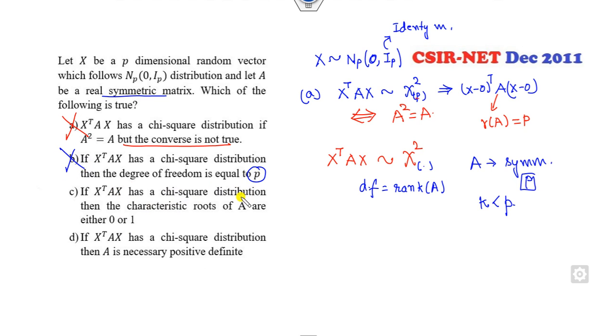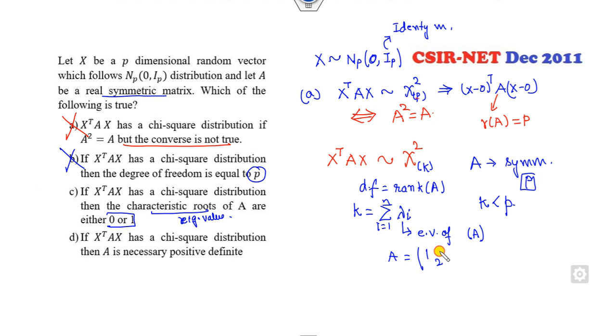X transpose AX is a chi-square distribution. Then the characteristic roots, what is the characteristic root? That is called the eigenvalue. So if this is a chi-square distribution with K, then K must be the sum of the eigenvalues of this one, the eigenvalues of the matrix A. So what are the eigenvalues of the matrix? He said only 0 and 1, but it's not true.